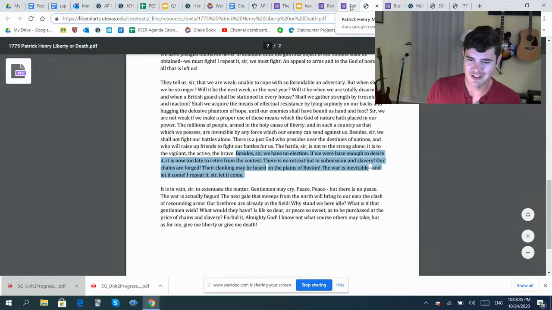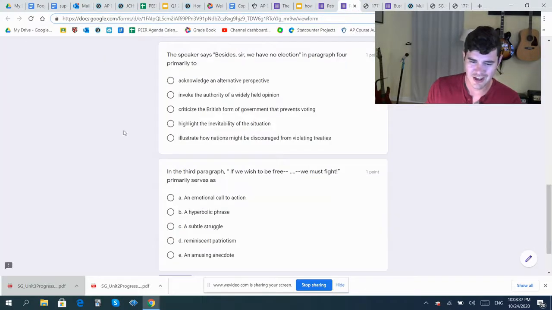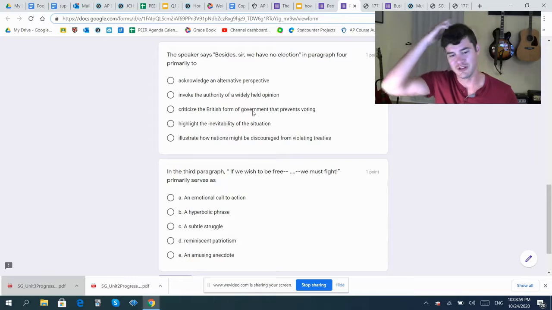He's such a... as if he is going to actually fight with any of the soldiers. Patrick Henry. What a little weasel. All right, so he's doing it to highlight the inevitability of the situation. It has nothing to do with democracy. It has nothing to do with criticizing their lack of an ability to vote when he says we have no election.